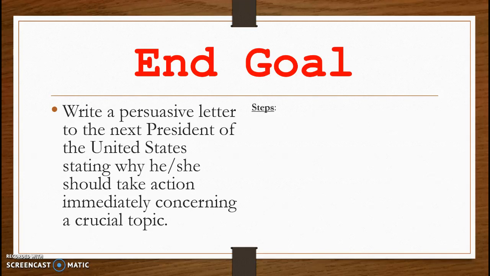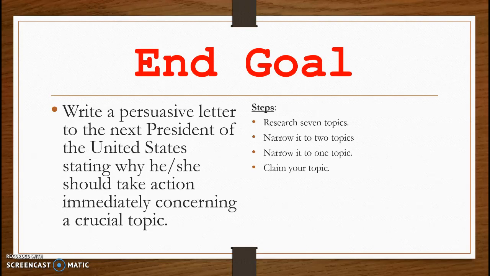And so some of the steps that we're going to use to get there, you're going to get 7 topics that I've chosen for you that I'm going to have you research. And the topics range from prescription drug use, to cost of college tuition, transgender issues, gun violence, youth homelessness, minimum wage, and workforce training for high school students. So you can do some research, and then you're going to narrow it down to 2 topics, and then to 1 topic, and then you're going to claim that topic, and that's going to be in a Google form.